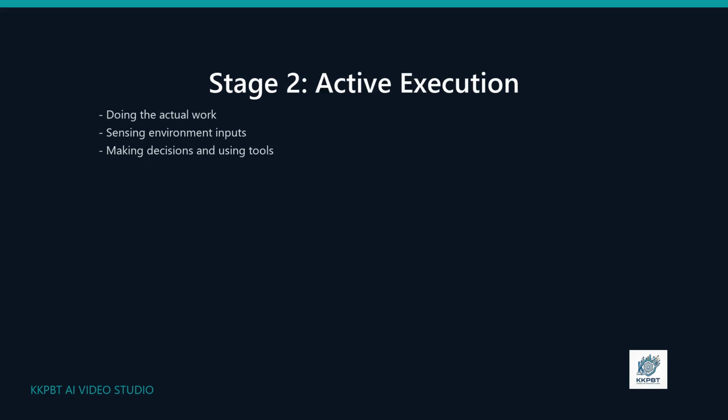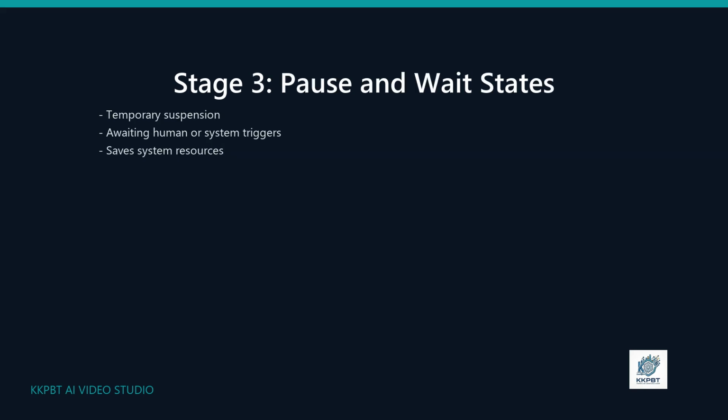Next comes active execution. This is where the agent actually does the work. It senses its environment, makes smart decisions using reasoning loops, and takes action like looking up data or using external software tools. Sometimes, the agent cannot finish right away.